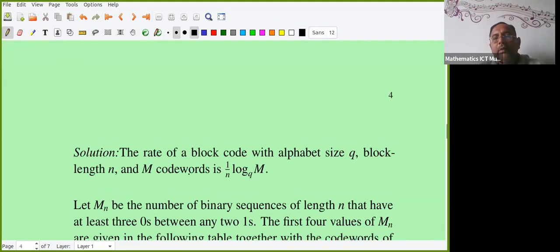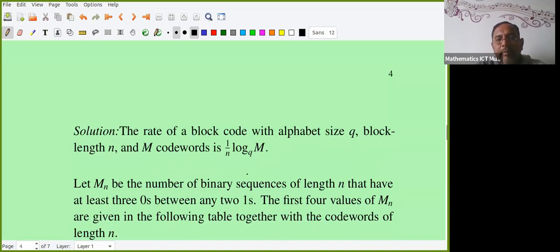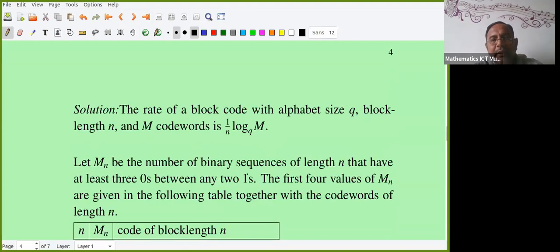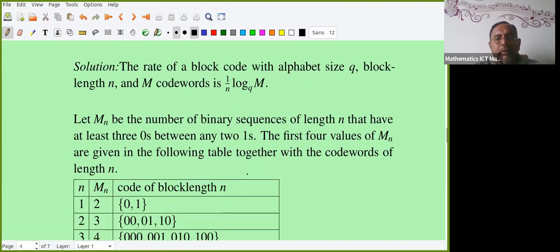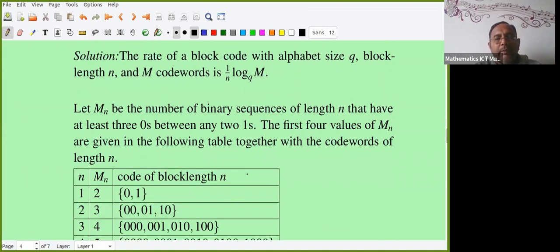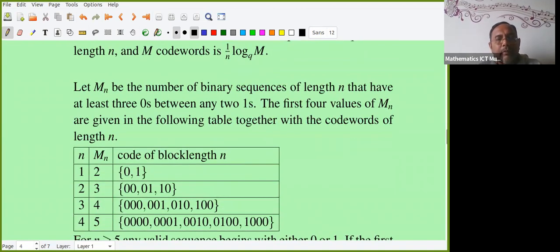So actually the rate of the code is this, the answer is this in general. So we need to find m now. Let m_n be the number of binary sequences of length n having at least 3 zeros between 2 ones. Okay. So I'm giving the value. For example, I'll explain with the case n equal to 3. Why here do we not have 2 ones?